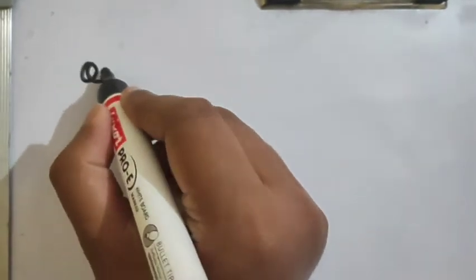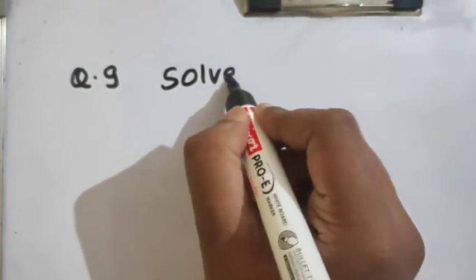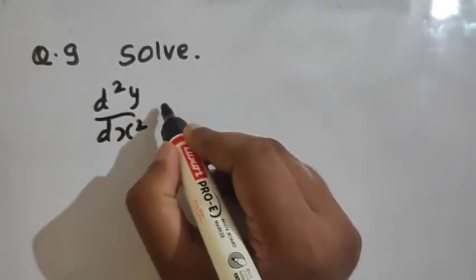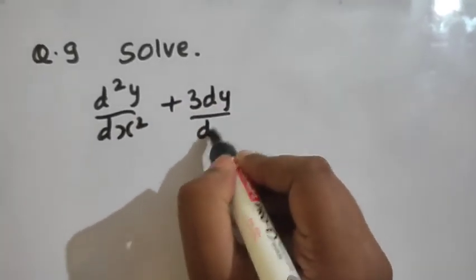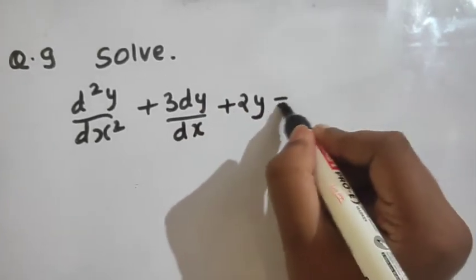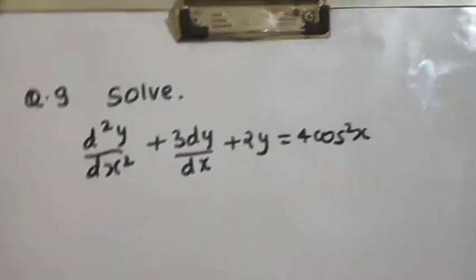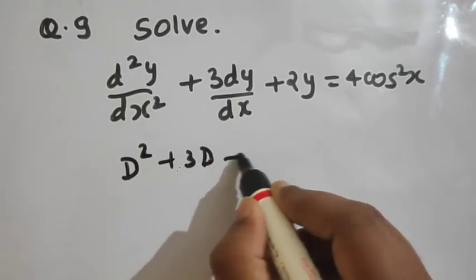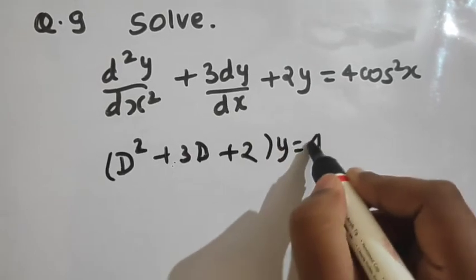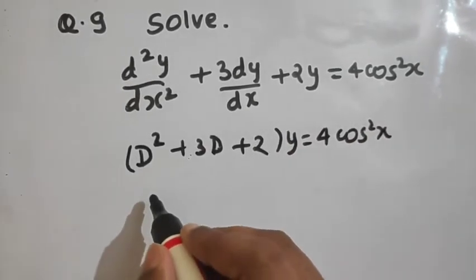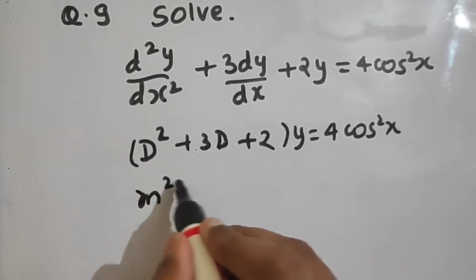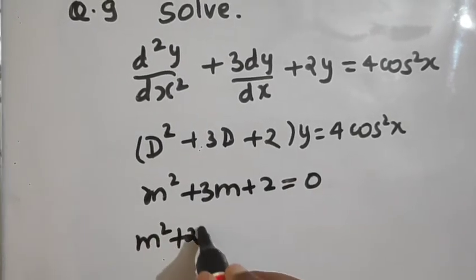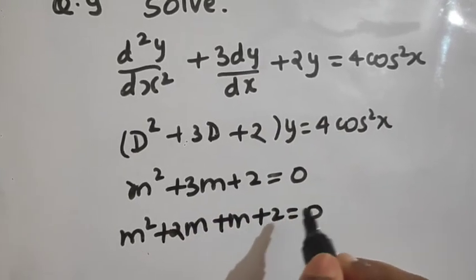So moving to the next question, number 9. We need to solve here d2y/dx squared plus 3 dy/dx plus 2y equals 4 cos squared x. First convert this in terms of D, so (D squared plus 3D plus 2) y equals 4 cos squared x. Now for finding the complementary function, write the auxiliary equation, which is m squared plus 3m plus 2 equals 0. So m squared plus 2m plus m plus 2 equals 0.